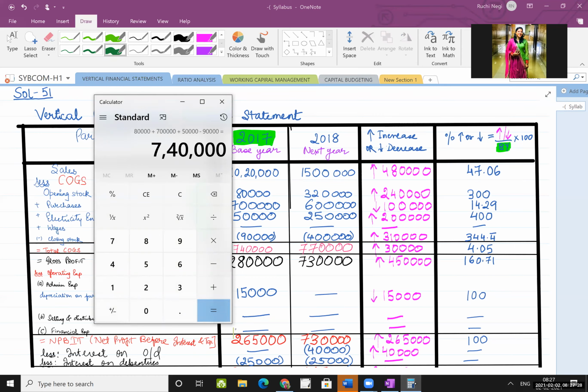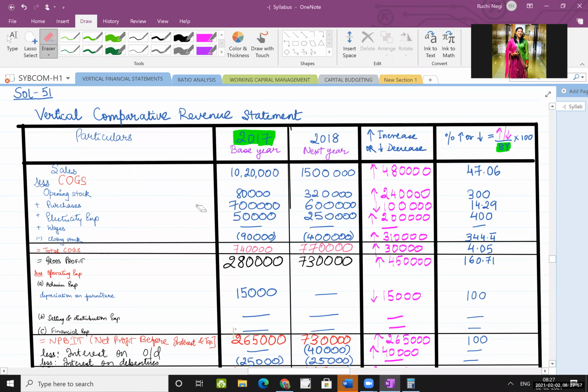7 lakh 40. Next, 3 lakh 20 plus 6 lakhs plus 2 lakh 50 minus 4 lakhs. कितना हुआ? 7 lakh 70. तो 30,000 का इंक्रीज हो गया. ओके, 4 lakh 40 से it has become 7 lakh 70. करेक्ट? तो 30,000 increase divided by 7 lakh 40 into 100. तो 4.05.